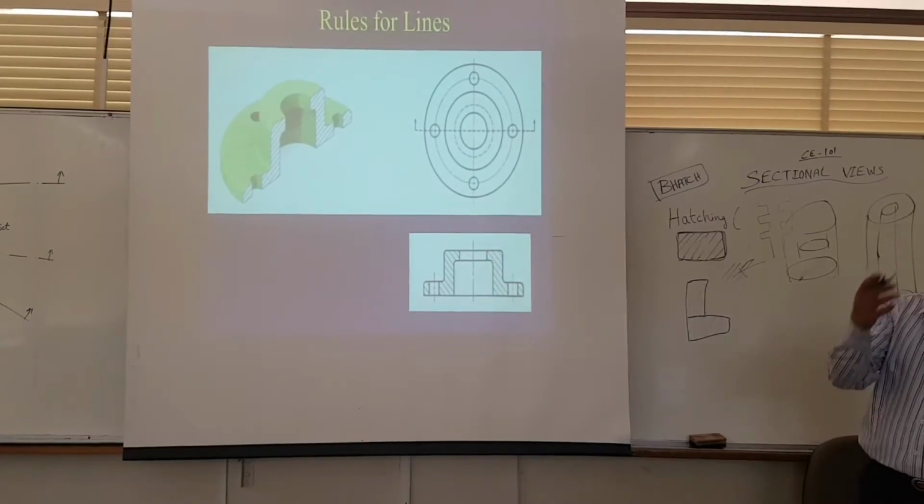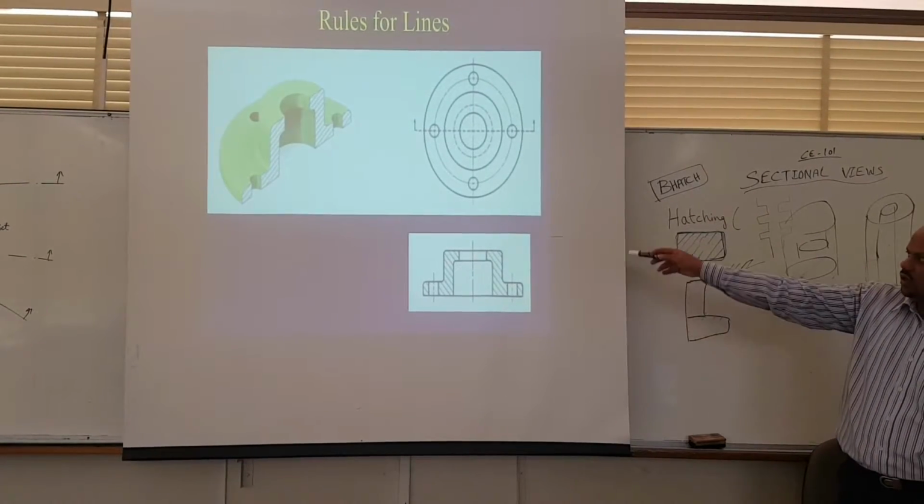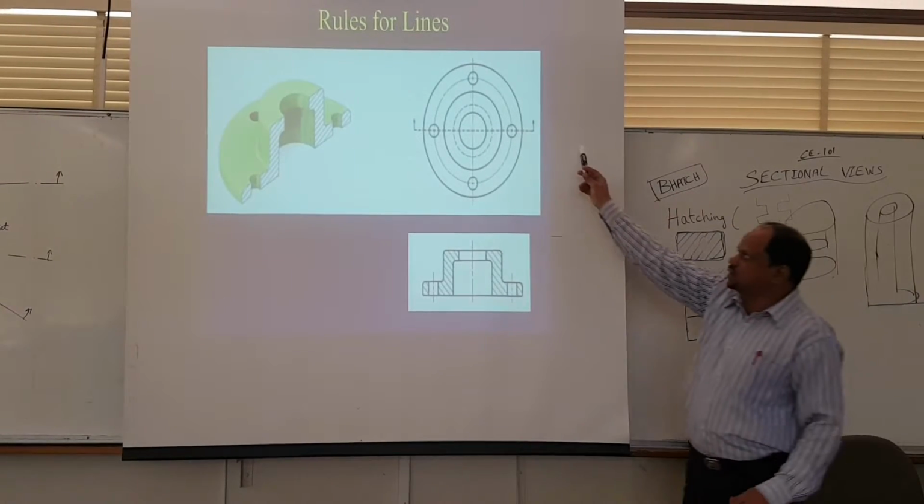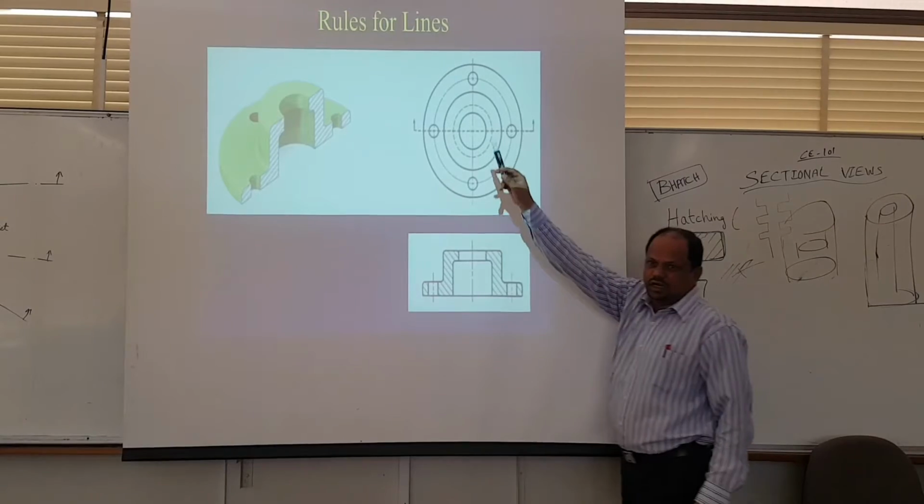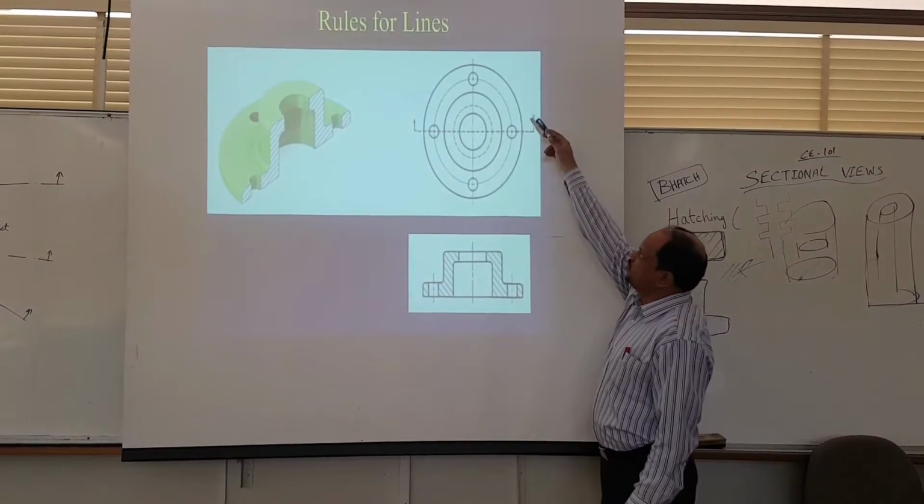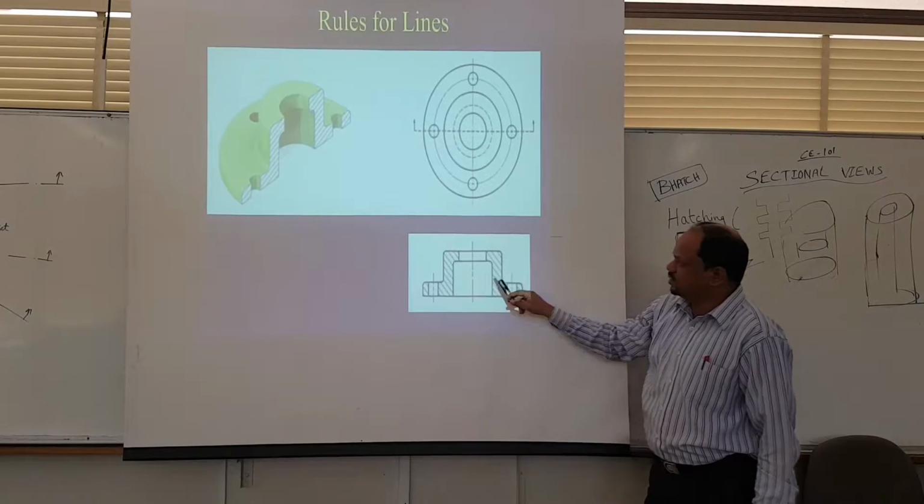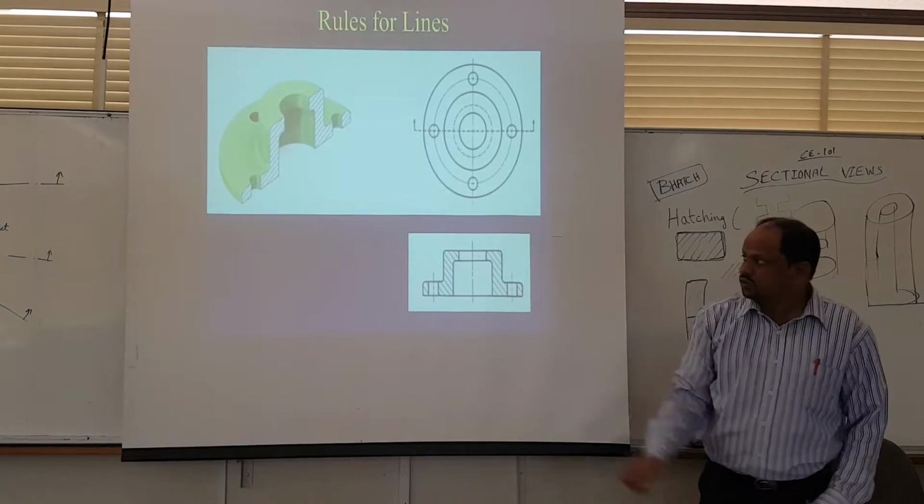Rules for lines, because you are seeing only the down part. See the object. We are cutting at the center. Correct? This is the cutting plane line. This part is removed. You are looking at the upper part and how it will be. Where it touches, we hatch it.